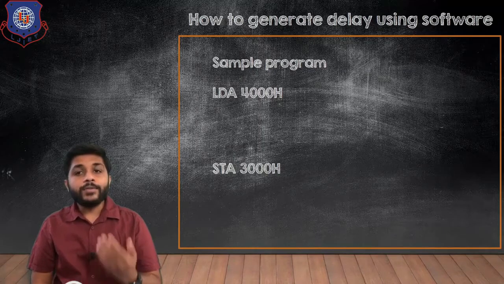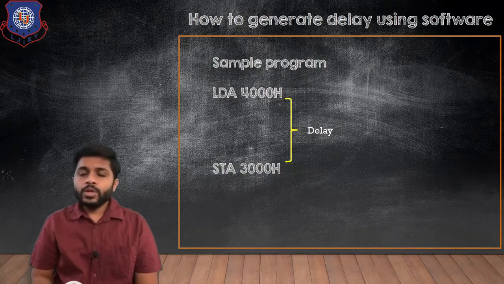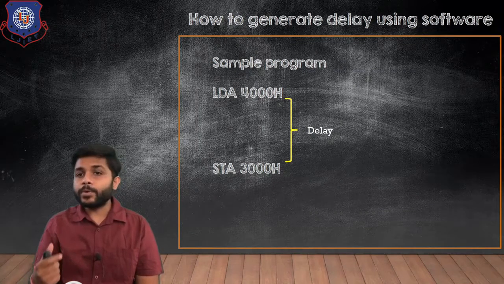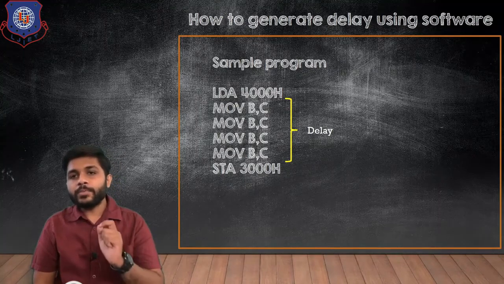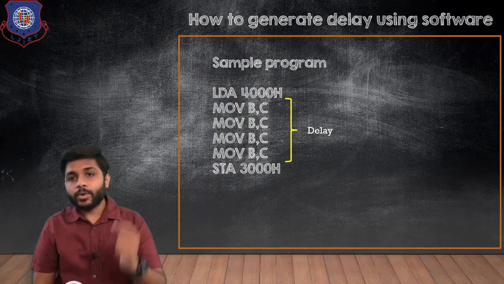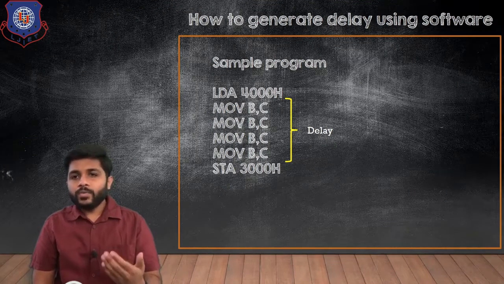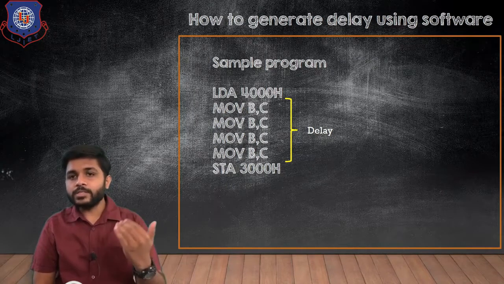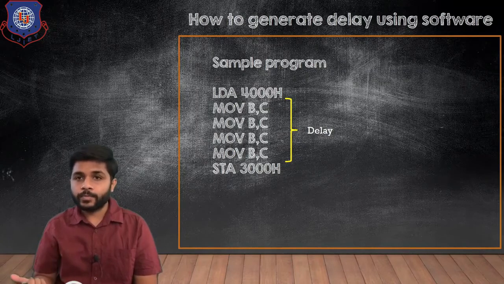Now suppose I want to generate delay between these two instructions. To generate delay between these two instructions, what we can do is provide some dummy instructions. You can see that the MOV B, C instruction is provided 4 times. So the question is how we can generate delay by just providing this instruction between these two instructions, LDA 4000H and STA 3000H.